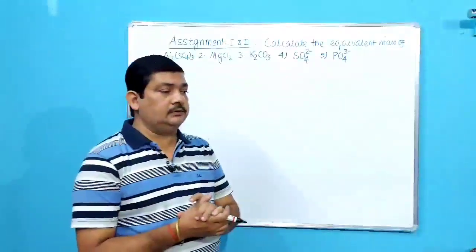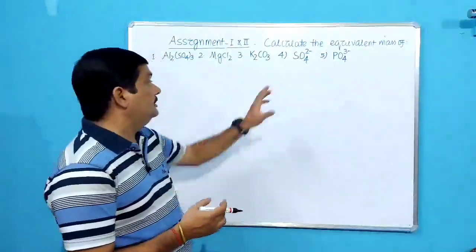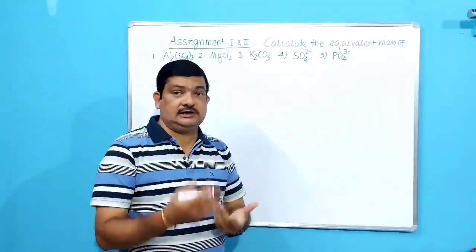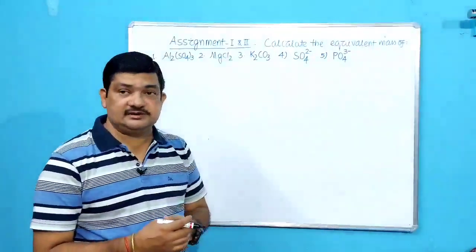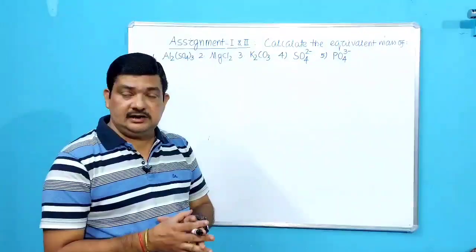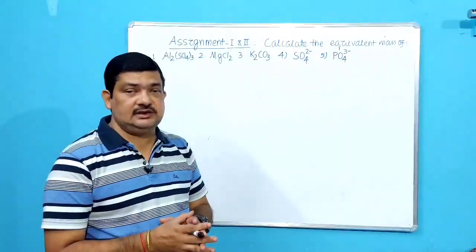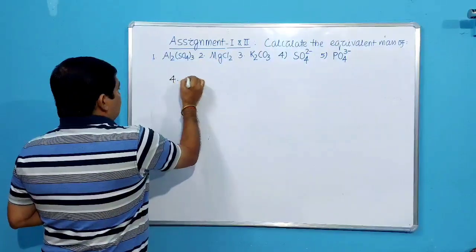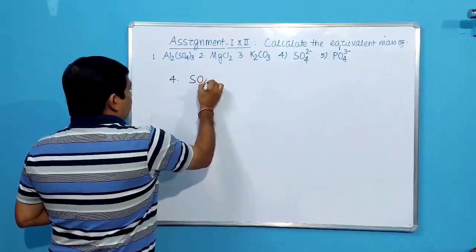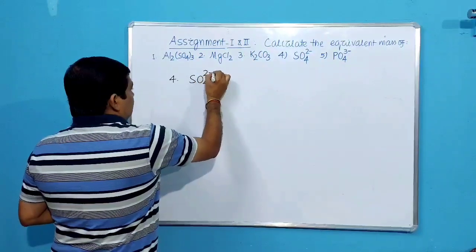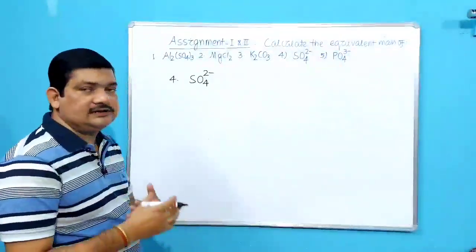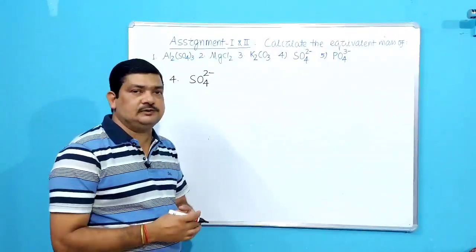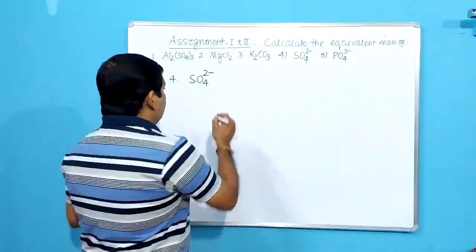Then next, students will go to assignment number 2. That is the equivalent mass of sulfate and phosphate ions. As I told you, the formula to find out the equivalent mass of an ion is ionic mass divided by charge on the ion. Okay. So we will go for question number 4. That is sulfate, SO4 2 minus. You have to remember the formula. SO4 is the formula and valency is 2. It's a negative radical, so it is written as SO4 2 minus.